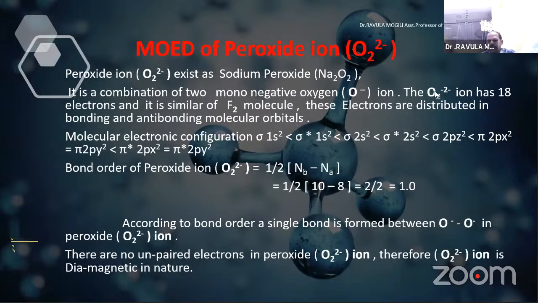So here, O2 2-minus is peroxide. How many electrons are there in peroxide? 18 electrons. With 18 electrons, it is similar to the F2 molecule. It is similar to the F2 molecule.